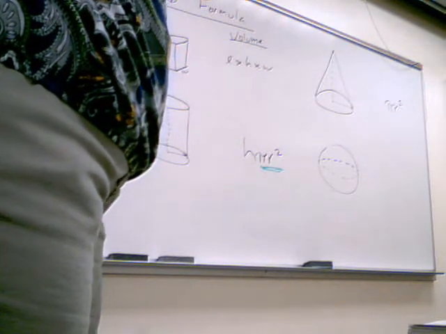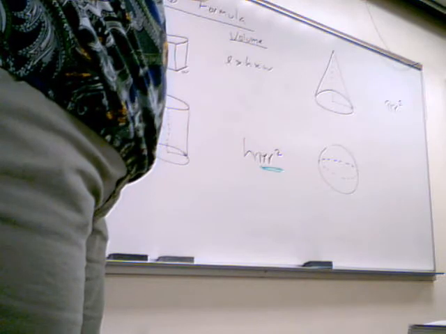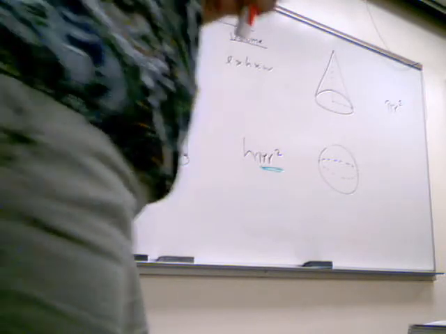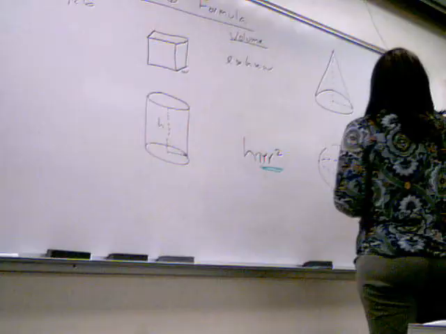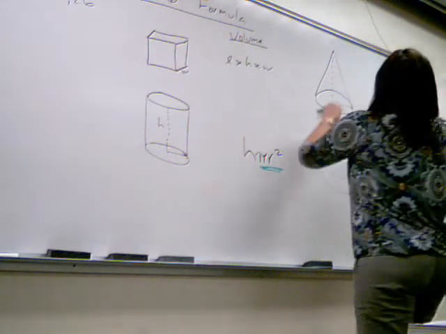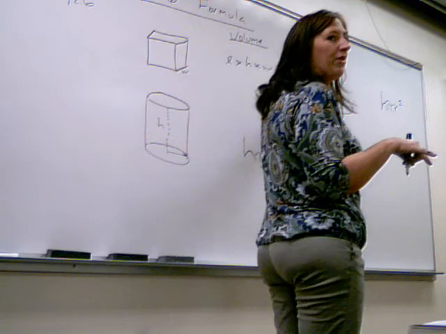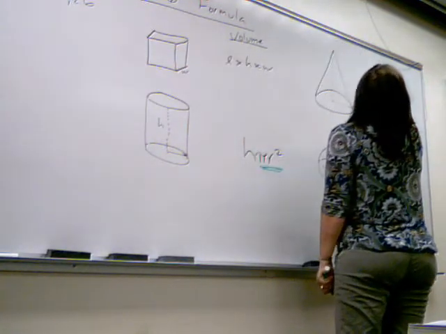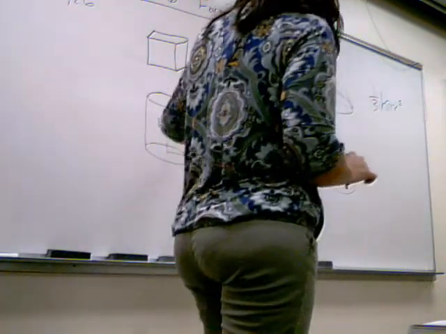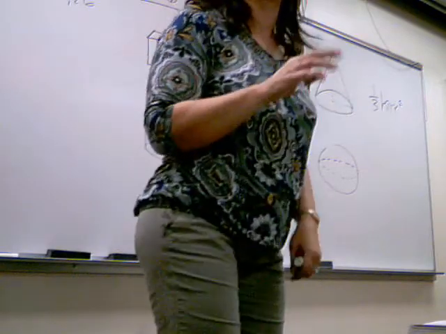Okay? Now what about the cone? That's a good guess. So the height is still going to be in there, right? 1/3. Yeah, it's going to be 1/3. Okay? Not 1/2, but 1/3. Okay? So that's the only change from the cylinder to the cone. It's just the 1/3. So they're very similar.